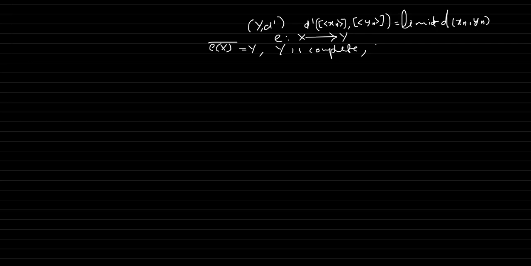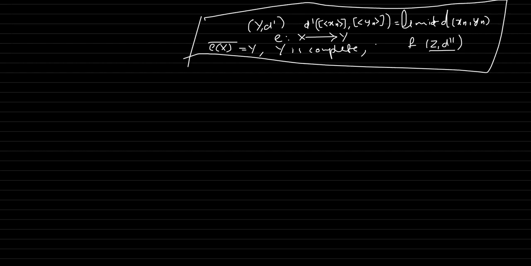That is, if there exists any other metric space Z, D double dash and an isometric embedding F which satisfies all these conditions, then Z, D double dash must be metrically equivalent to Y. These are the things that we need to prove. So first we need to define such a function.